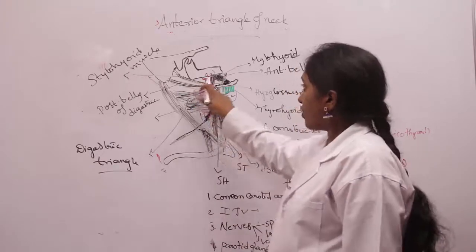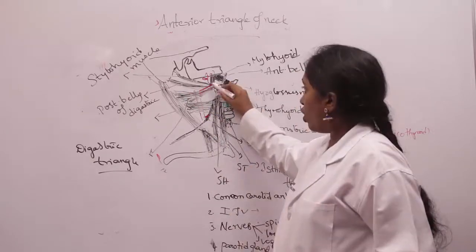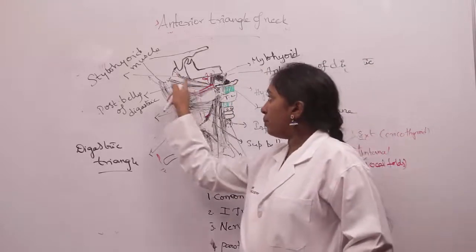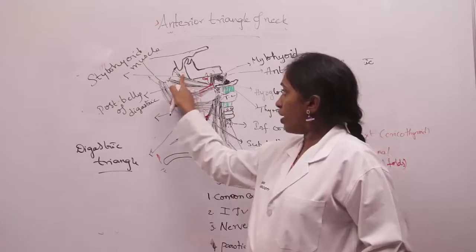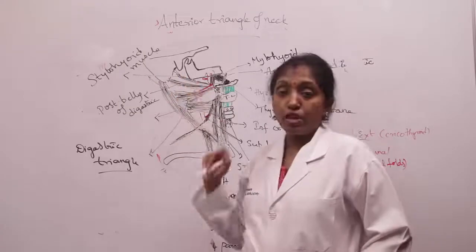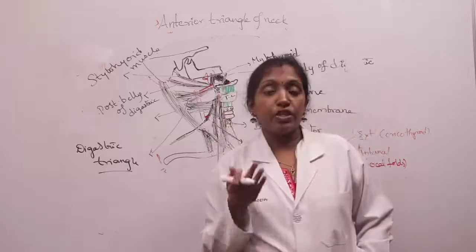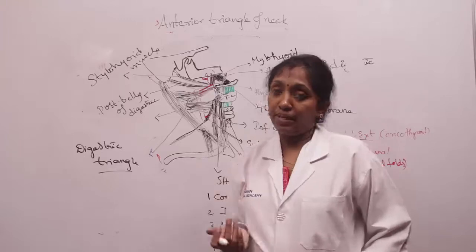So the digastric triangle base is formed by the lower border of the mandible, and below and in front we have the anterior belly of digastric, and below and behind we have the stylohyoid muscle and also the posterior belly of digastric. And the floor is formed, from superficial to deep, by the mylohyoid muscle, hyoglossus muscle and middle constrictor.